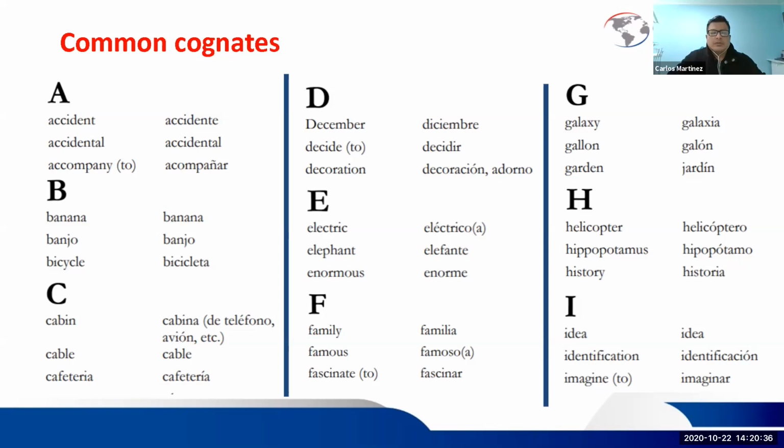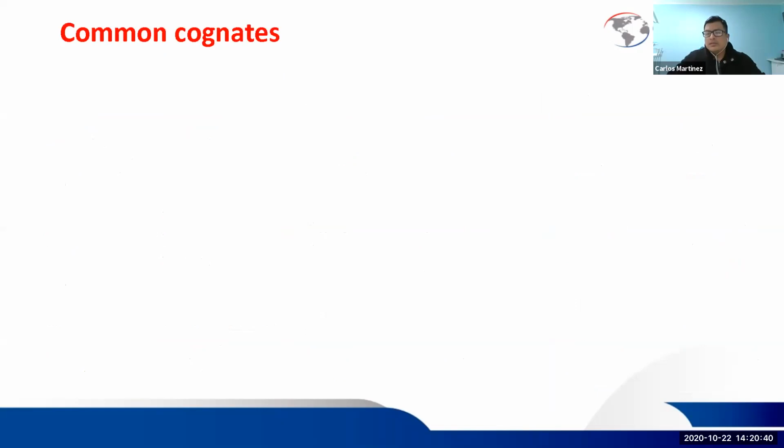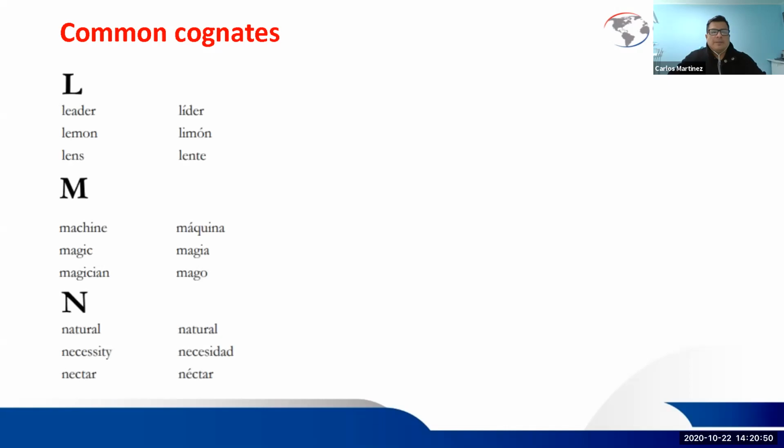Okay, I'm going to give you some more common cognates. 30 or 40% of the English language is made of cognates. So if you know the cognates, then you will be able to pronounce the word correctly in the English language. For example, we have leader. The spelling is very similar, the pronunciation is a little bit different, but it is close. Leader, líder.